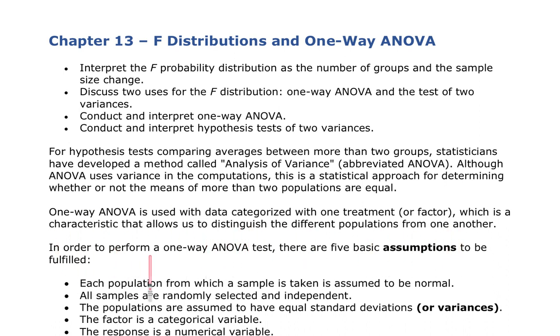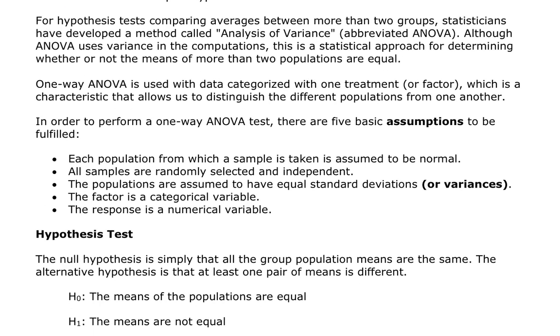In order to perform a one-way ANOVA test, there are 5 basic assumptions that need to be fulfilled, and these are going to be in the homework. So please pay attention to this, write this down, have your notes out when you're doing your homework. Each population from which the sample is taken is assumed to be normal, which means we don't have to have 30 pieces of data for each sample.